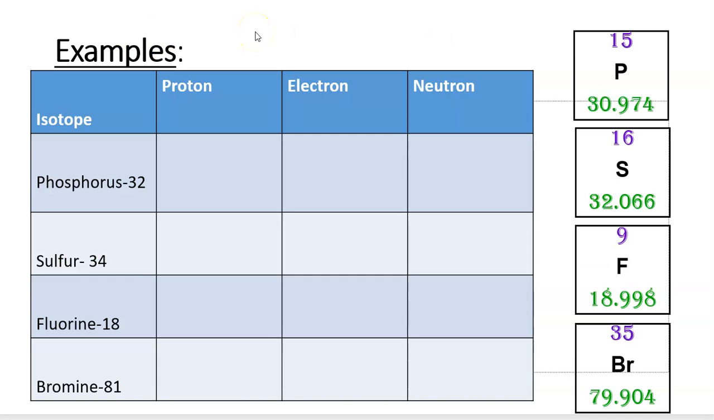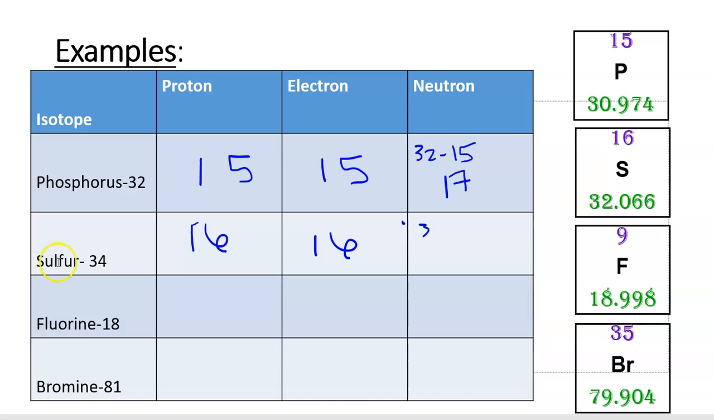All right, so let's do some examples. You have phosphorus 32, which means if you look at your periodic table, phosphorus has an atomic number of 15. So we have 15 protons, 15 electrons, and we have 32 minus 15 equals 17 neutrons. Sulfur 34 has 16 protons, 16 electrons, 34 minus 16, which is 18 neutrons.